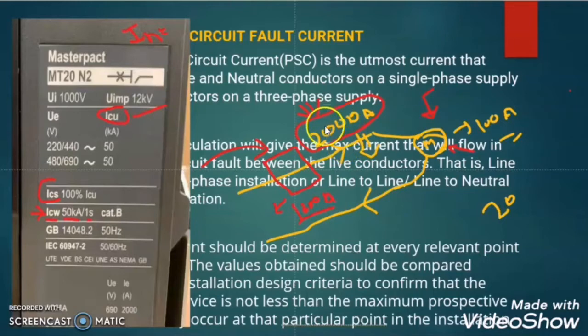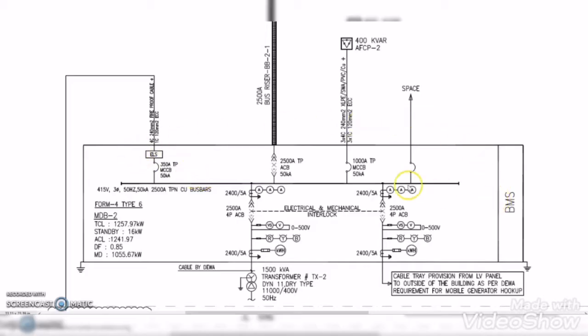Now let us check where you find this prospective fault current in the electrical single line diagrams. This is the SLD for one of the projects. Here you can see that the short circuit fault current rating is given as 50 kA for this bus bar. In the same manner, the short circuit breaking capacity of this breaker is given as 50 kA, and the same for the other breakers, 50 kiloampere, 50 kiloampere.